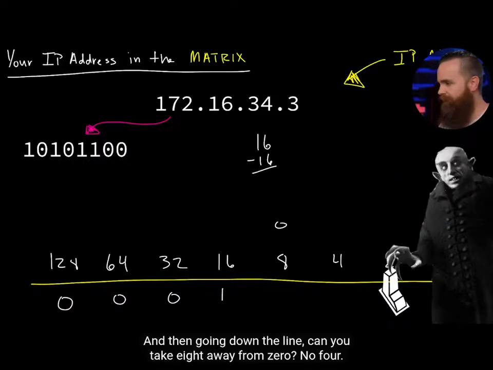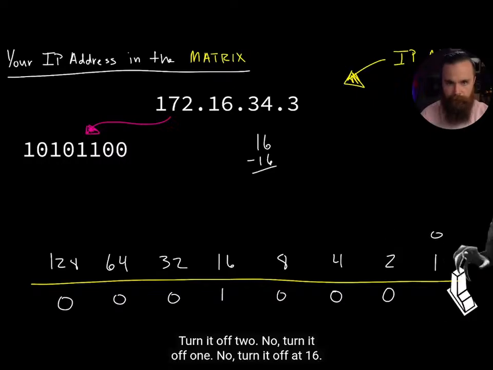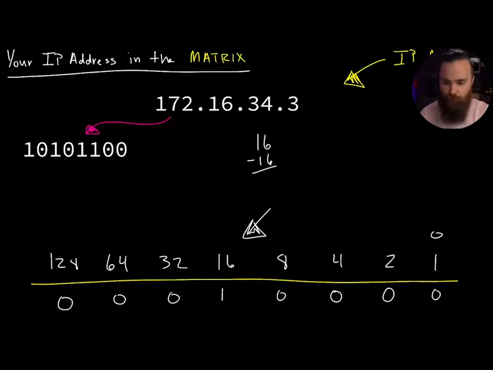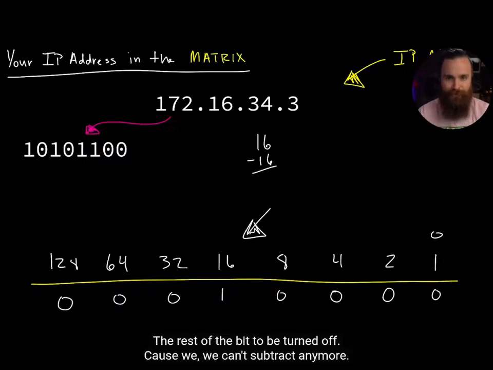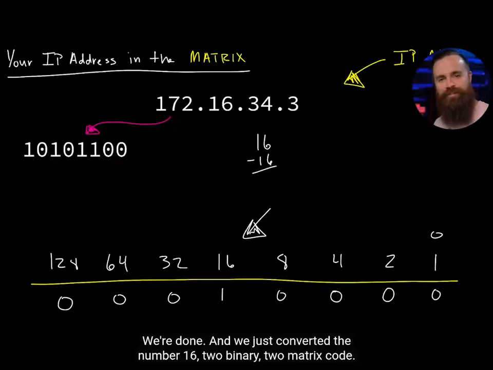And then going down the line, can you take 8 away from 0? No. 4, turn it off. 2, no, turn it off. 1, no, turn it off. At 16, the rest of the bits are turned off because we can't subtract anymore, we're done. And we just converted the number 16 to binary, to Matrix code.